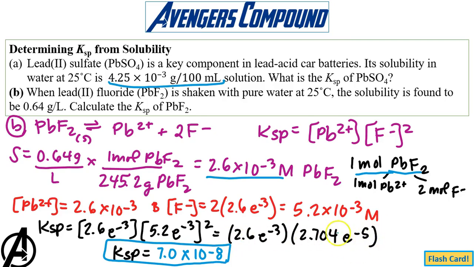When I multiply these two numbers together, I get my Ksp answer of 7.0 times 10 to the negative 8. Now for this particular question, they gave us 2 significant figures. So therefore, my answer is going to be 2 significant figures. And this is a 7, folks. All right, on to the next.